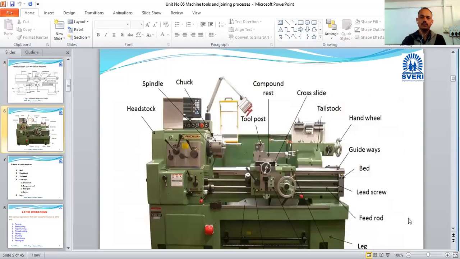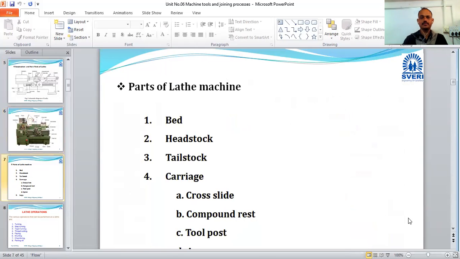So, which operations can we perform on the lathe machine? Turning, facing, plane. There are two types of plane. Knurling, threading, grooving. Okay. So these are the operations that we can perform on the lathe machine.